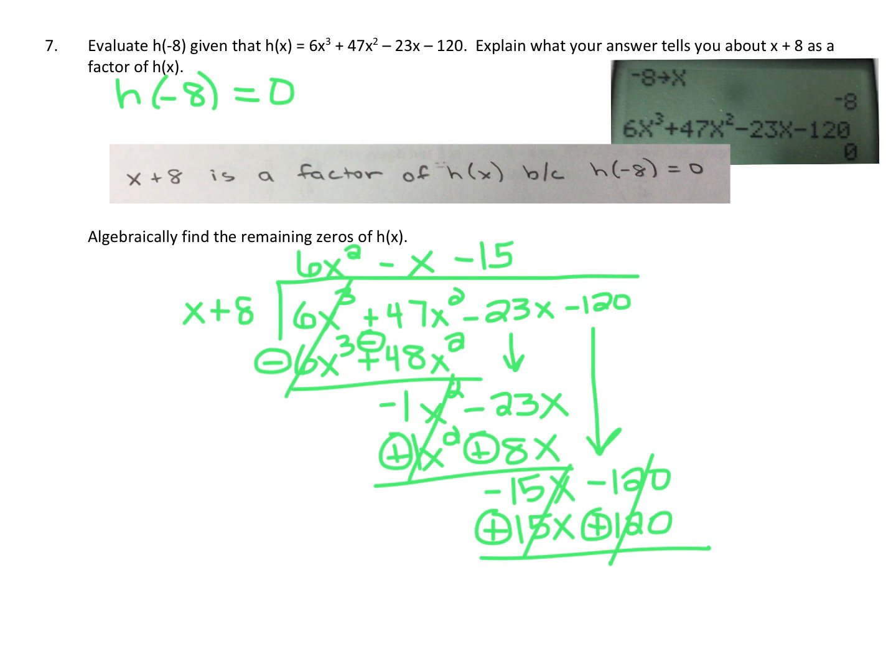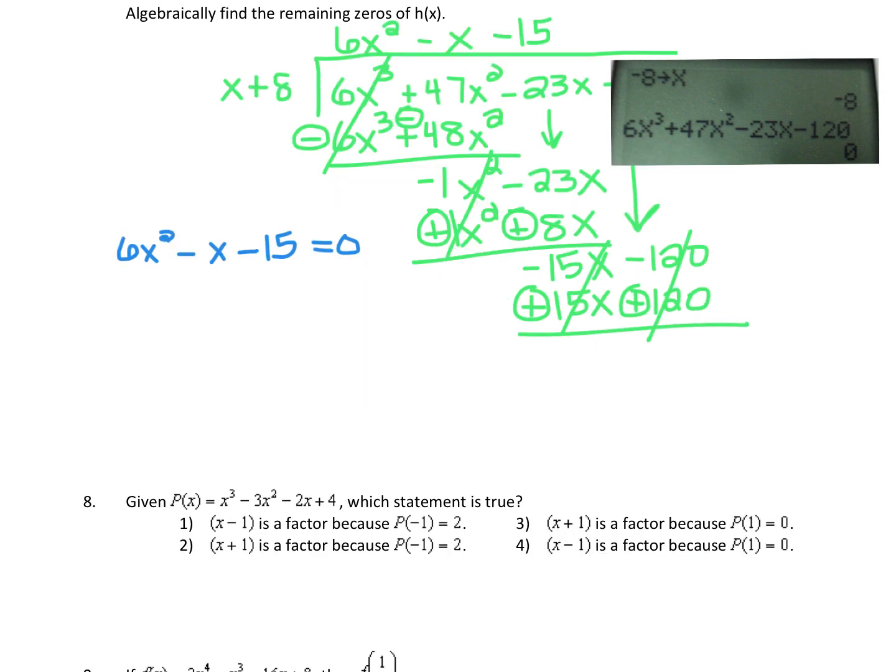Now, it says here that they want us to algebraically find the remaining zeros. So we already know one of them is negative 8. They just want us to use this quotient to help us find the remaining zeros. Okay, so we're going to use this quotient right here. We know that x plus 8 is one factor, and this is another factor. So what we're going to do is set the other factor equal to 0. And we're just going to factor this and make a t-chart.